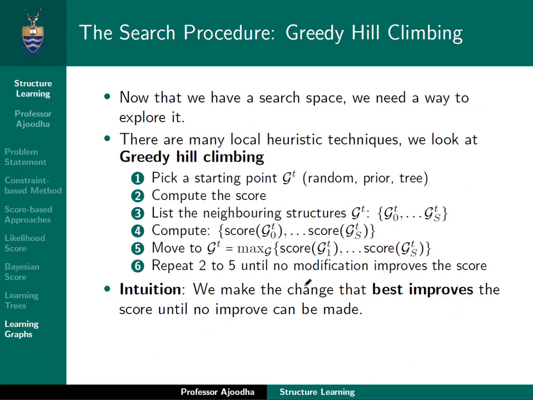So there are different search procedures that you can use. And now that we have a search space, we can actually look around in the search space for the best procedures. And one of them is the greedy hill climbing procedure. Okay, so the greedy hill climbing procedure is a very simple procedure. So we pick a starting point. This can be a tree, it can be a prior that you select, it can be anything. It can even be a random graph. You compute the score of this particular graph that you're starting off with, or tree or whatever.